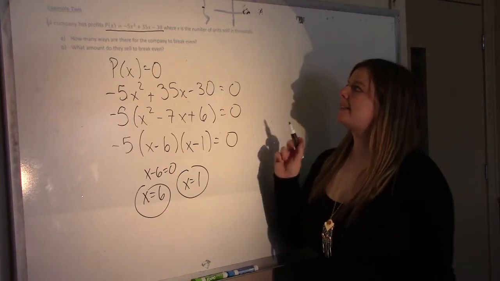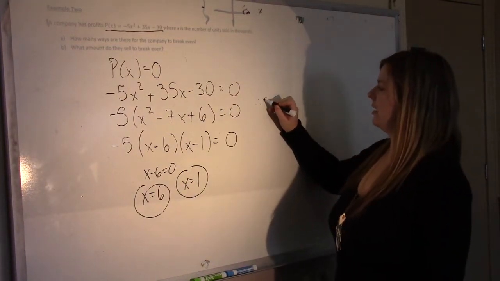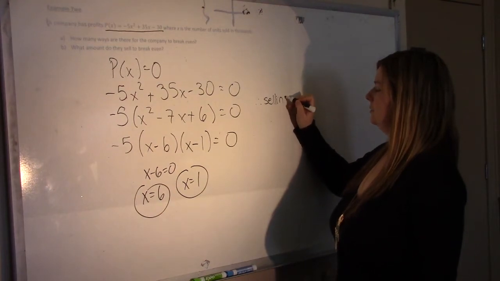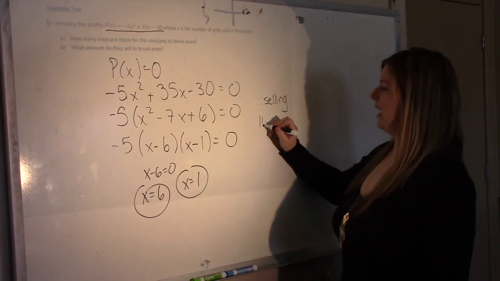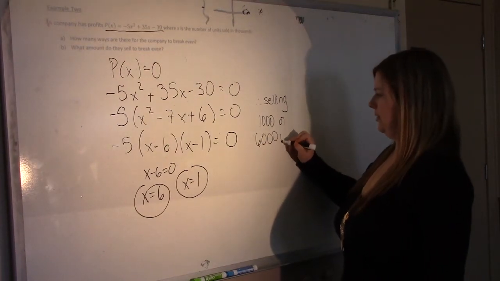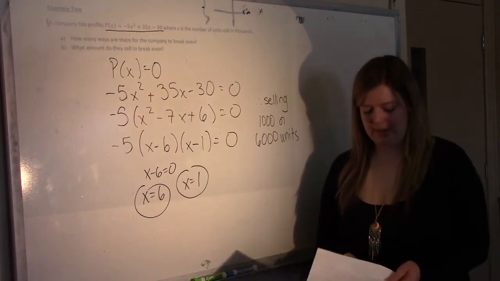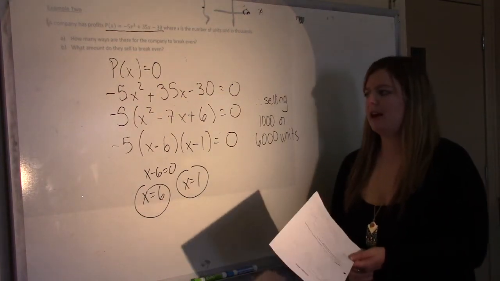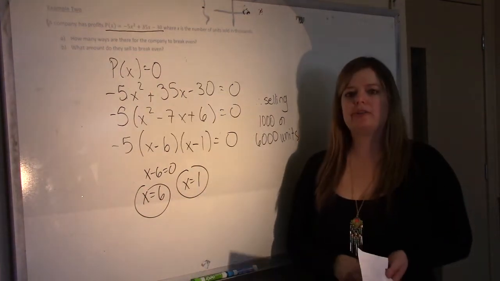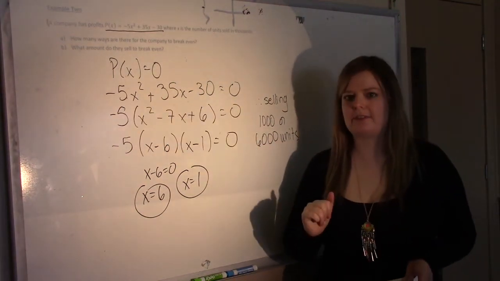Remember that x is in thousands, so your statement would say, therefore, selling 1,000 or 6,000 units results in break even for the company. Okay? If you want, you can try the quadratic formula with this as A, B, and C, and you'll get the same answers of 6 and 1.